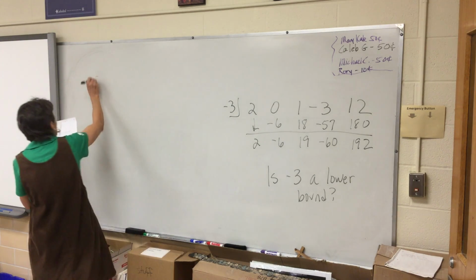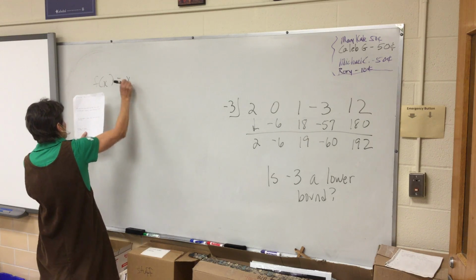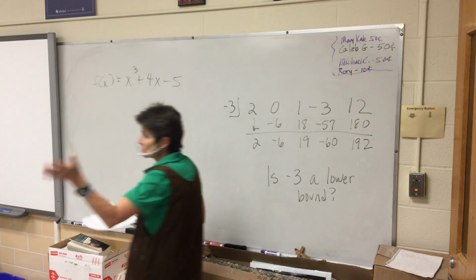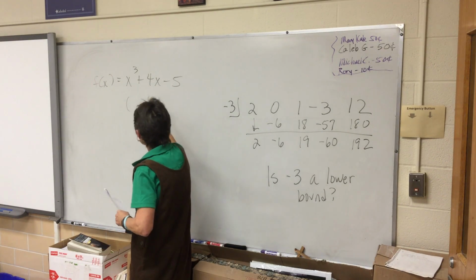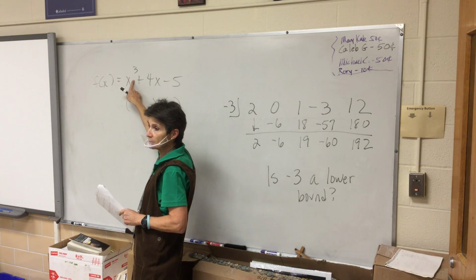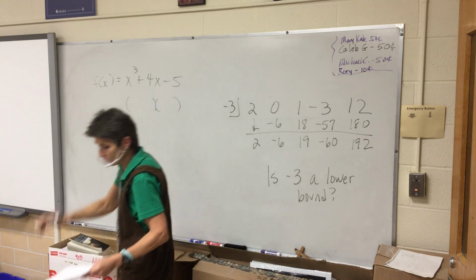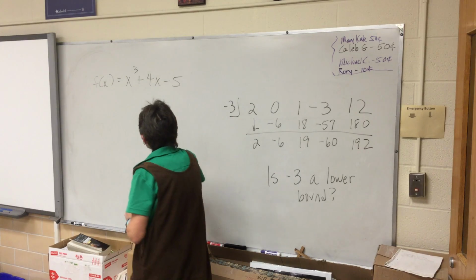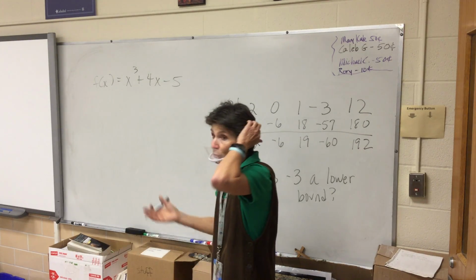Okay, so f of x equals x cubed plus 4x minus 5. Please don't try to factor this. Don't try to do this. That's an x cubed. Yeah, so that's not going to work. So don't try it. It doesn't factor by grouping.